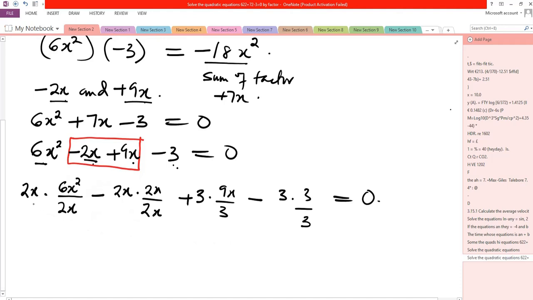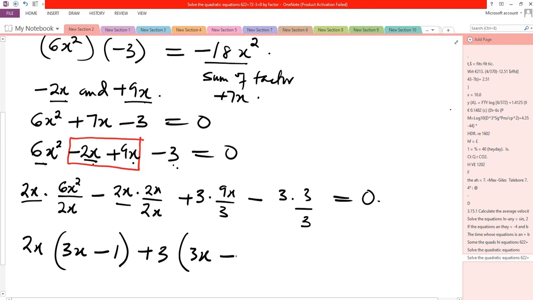So if we take this one off, these are common. So you say 2x, and this divided by this will give you 3x. This divided by this will give you 1. So now we have plus 3, and 9x divided by 3 will give you 3x, minus 3 divided by 3 will give you 1, equal to 0.